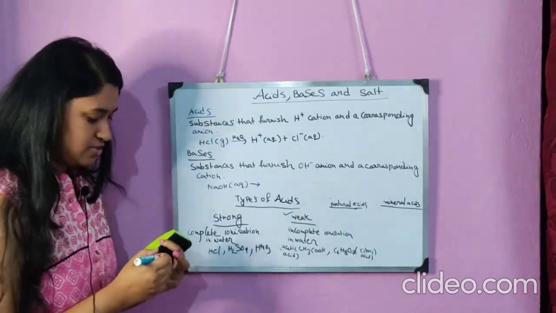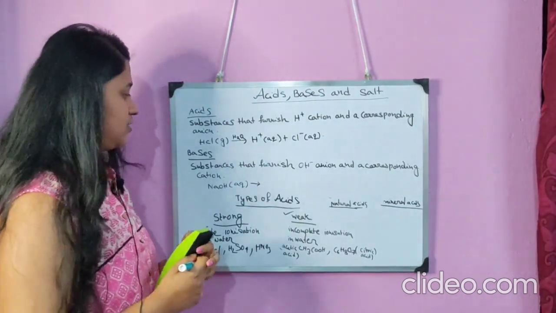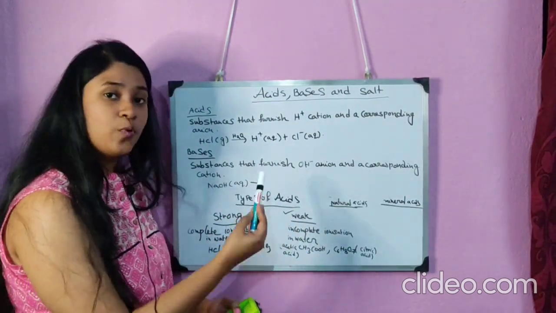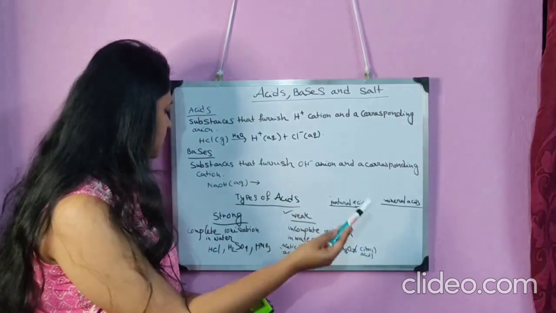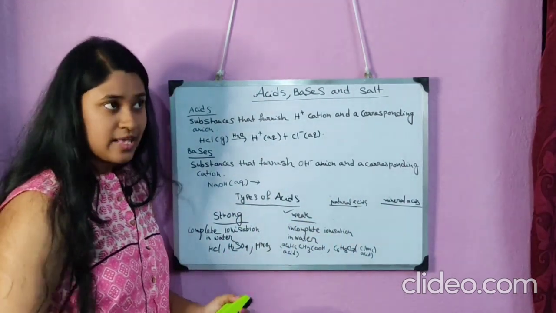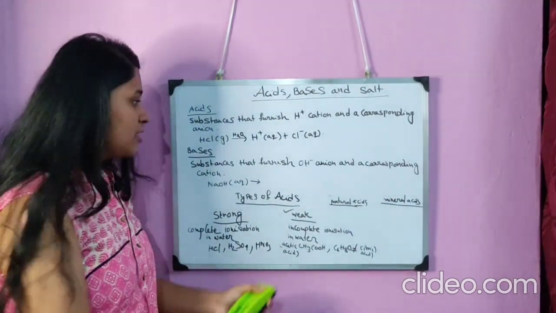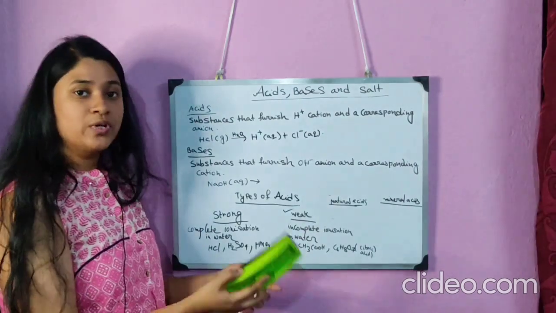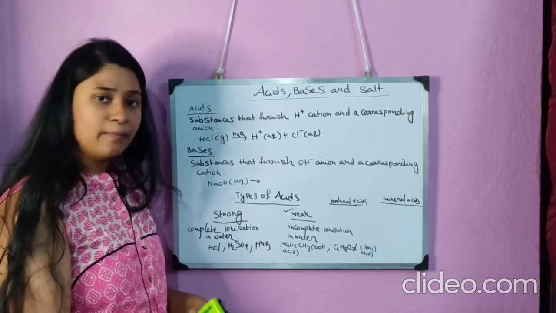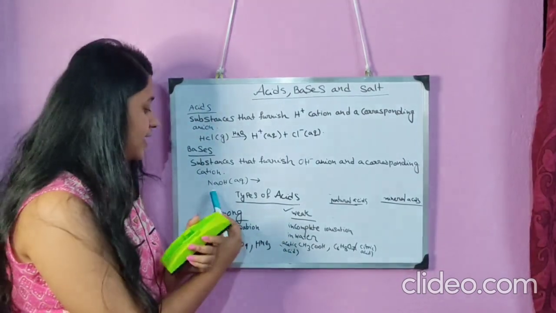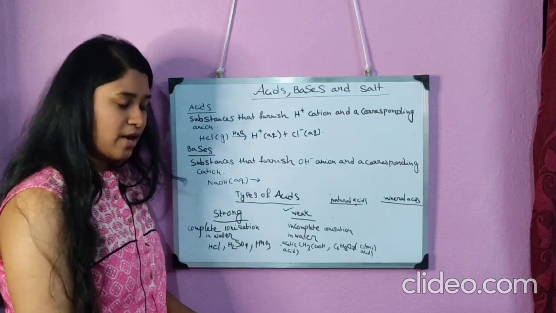Okay, let's talk about the base then. What is the base? Base is a substance that furnishes OH minus anion and a corresponding cation. That means in a dissolved form the base would give us the OH minus anion, which is actually responsible for the basic nature. So let's take an example of a base like NaOH, that is the sodium hydroxide.